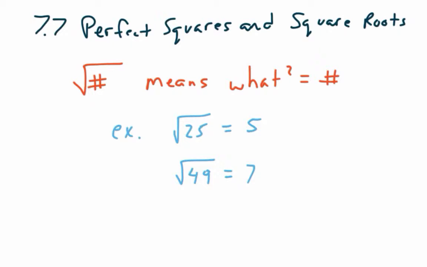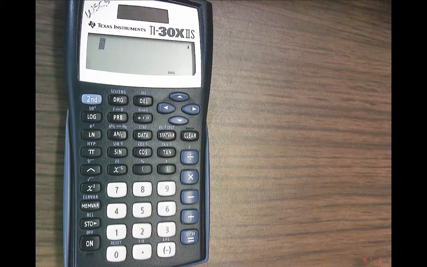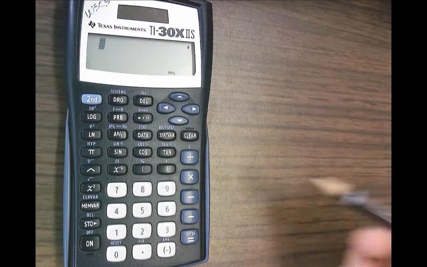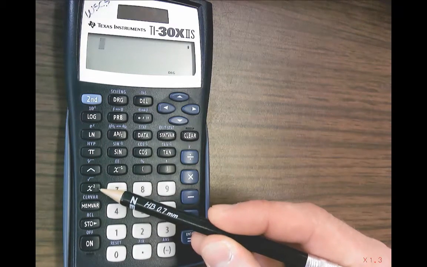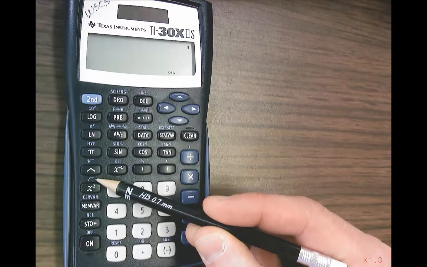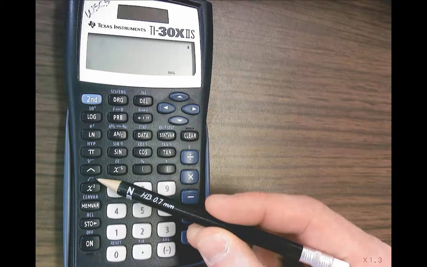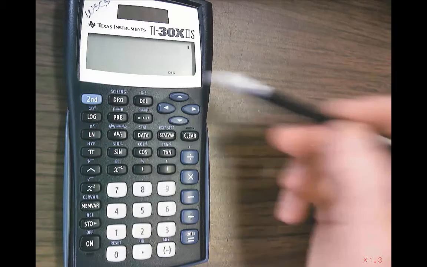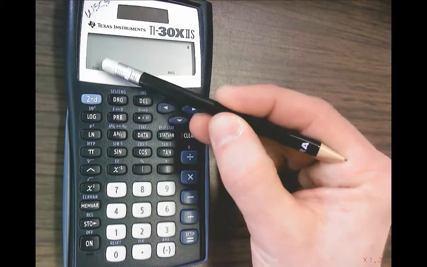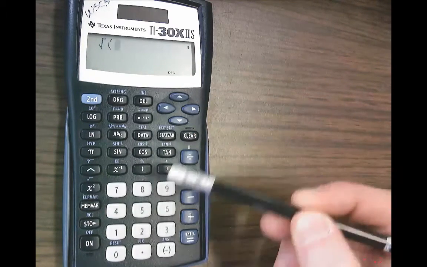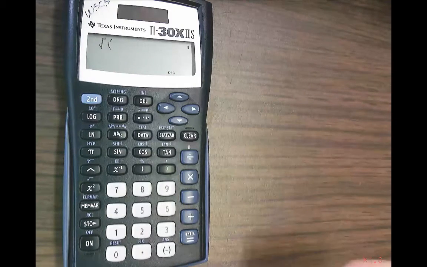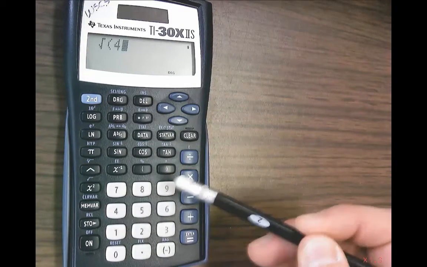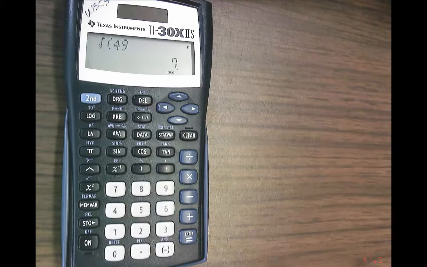Do you guys know how to punch this into your calculator? On your calculator, you have your squared button right there, and you'll notice the radical sign is right above it. In this calculator, it's in light blue, so if I want to pick that one, first I hit the second button up here, and it'll say a little second in the bottom of the screen. Then I hit my squared button, and I get the radical symbol. So if I want to do the square root of 49, I type in 49 and then just hit enter, and it tells me 7, because 7 squared, or 7 times 7, equals 49.